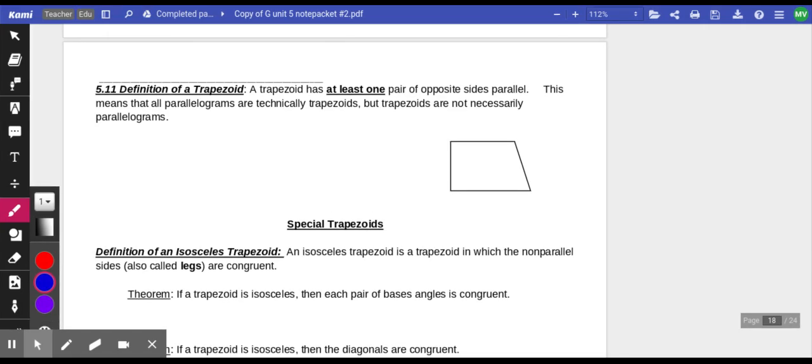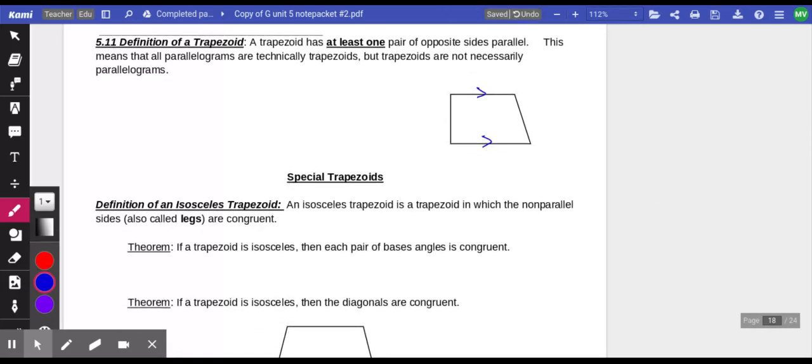A trapezoid has at least one pair of opposite sides parallel. This means that all parallelograms are technically trapezoids, but trapezoids are not necessarily parallelograms. So, in my trapezoid over here, the top and bottom would be parallel. The other two sides are not parallel.